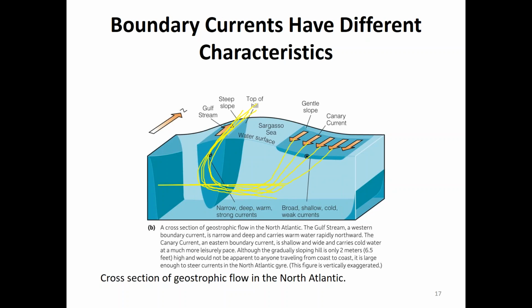And so you have this very narrow, right? This is narrow and deep, swift flow in a western boundary current. But as it flows eastward, it's turned more readily by the Coriolis effect.